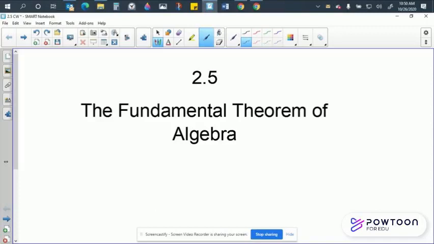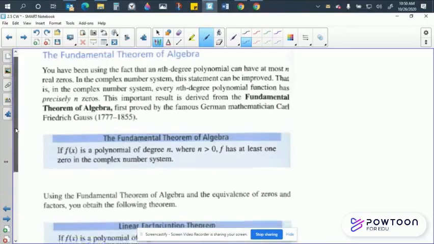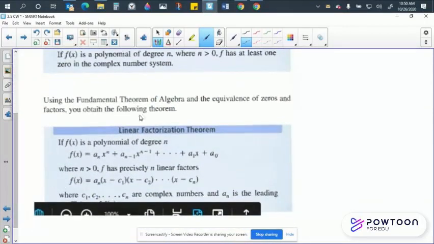Okay, section 2.5 is the fundamental theorem of algebra. With the fundamental theorem of algebra, it pretty much tells us that for any polynomial of the nth degree, we have precisely n linear factors.